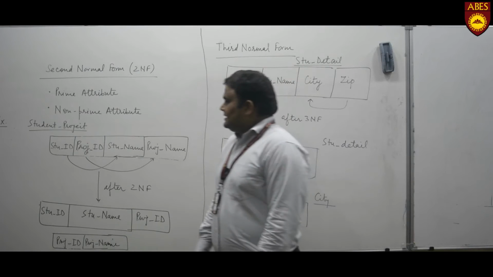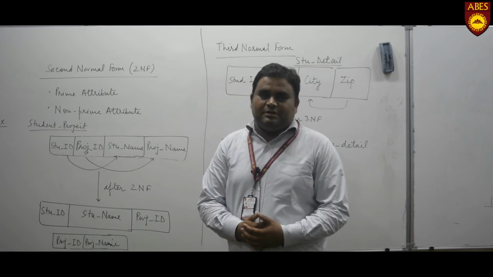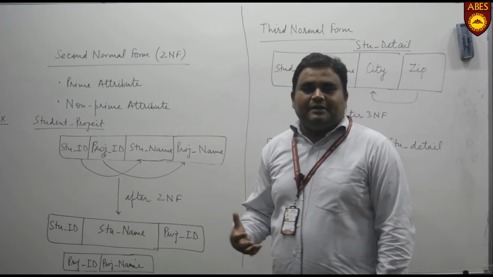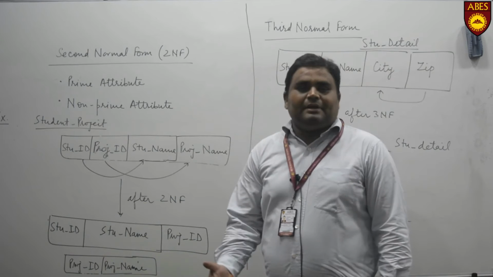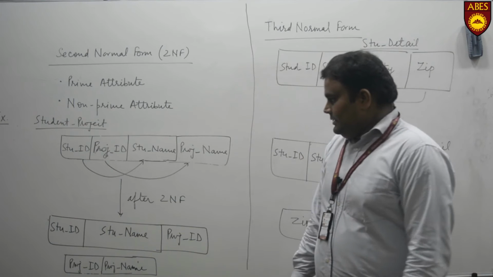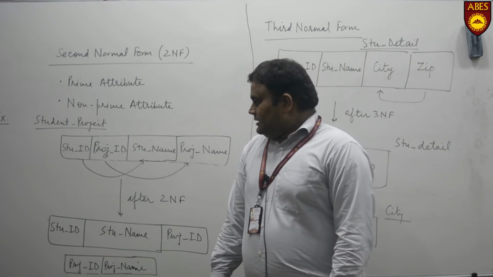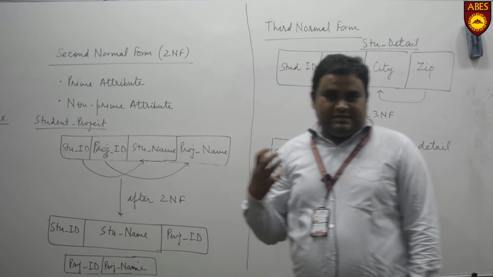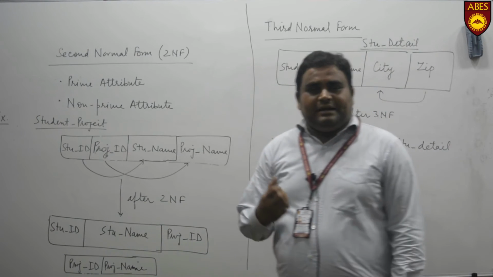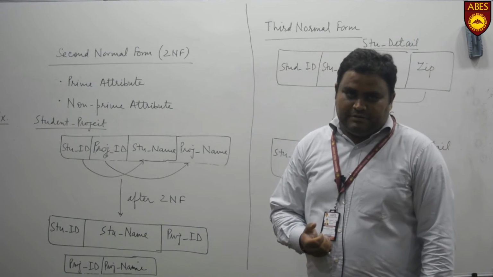Before second normal form, we have to discuss prime attributes and non-prime attributes. Prime attributes are those attributes that are part of a candidate key, and non-prime attributes are those attributes that are not part of any candidate key. I have taken an example, student project. Before this I shall discuss what we do in second normal form. We basically maintain full functional dependency and we remove partial dependency.